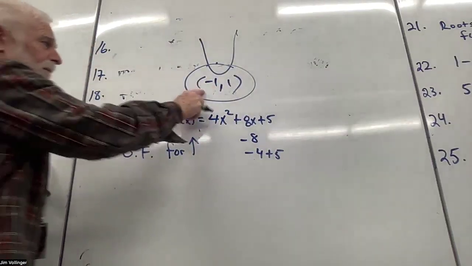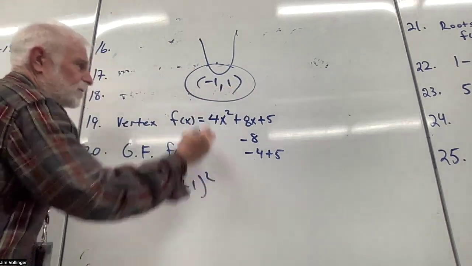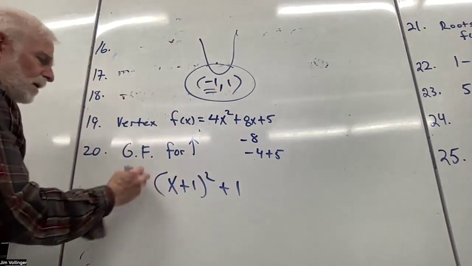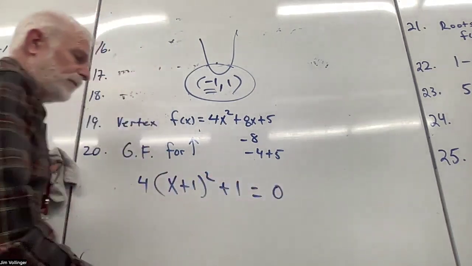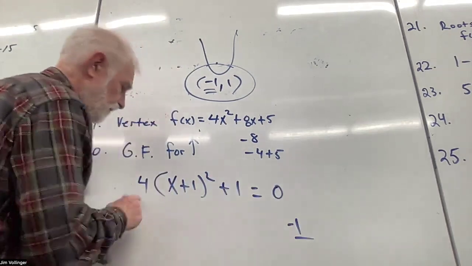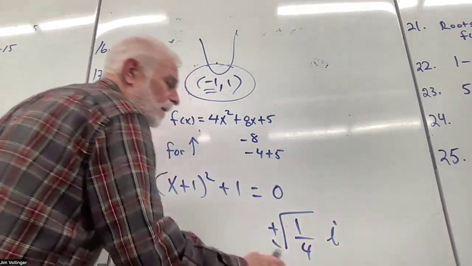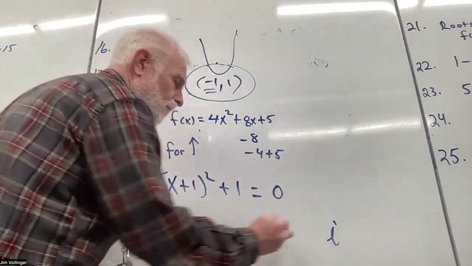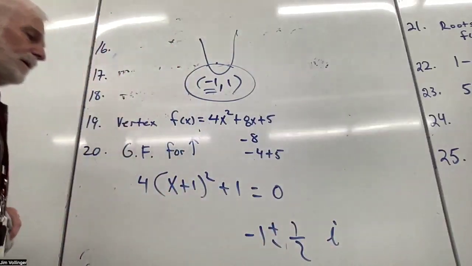What's the graphing form now that we have -1, 1? We've got x plus 1 squared. That's what you do with that number. And you've got the 1 there and a multiplier of 4. So there's the graphing form, which means we have our roots. If you set this to 0, you got a -1, you got to divide it by 4, you got a plus minus the square root, that becomes imaginary. Square root of 1/4 is a half, so therefore we have 1/2 i, and positive 1 becomes -1. All right, those are your roots.